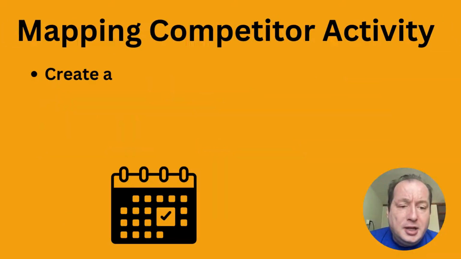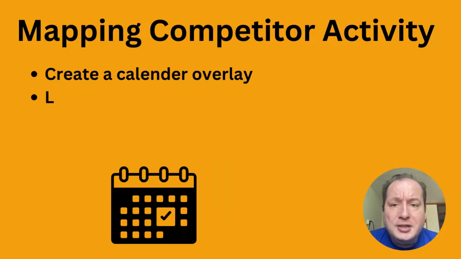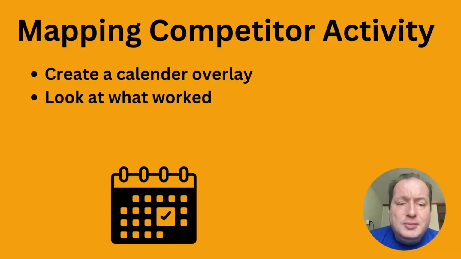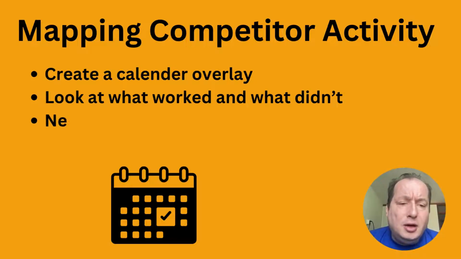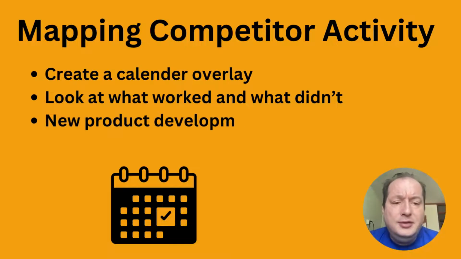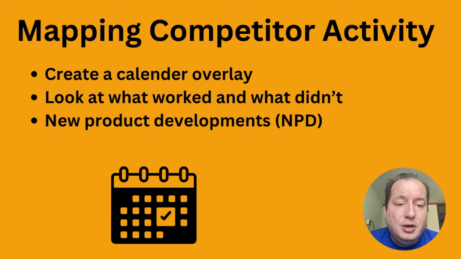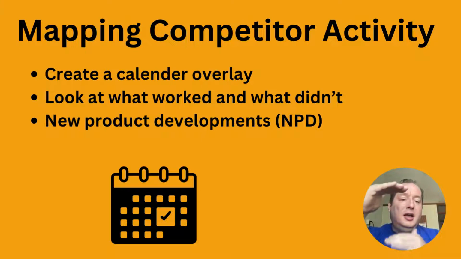I already briefly touched on this, but just wanted to recap. Mapping competitor activity means, ideally, you create a calendar overlay. You have all of the activities that you did and all of the activities that your competitors did, on an annual calendar, where you can see, oh, in May, my competitor did something which was very successful. In July, they did something else which might not have been successful. So realistically, they will repeat it in this coming year.